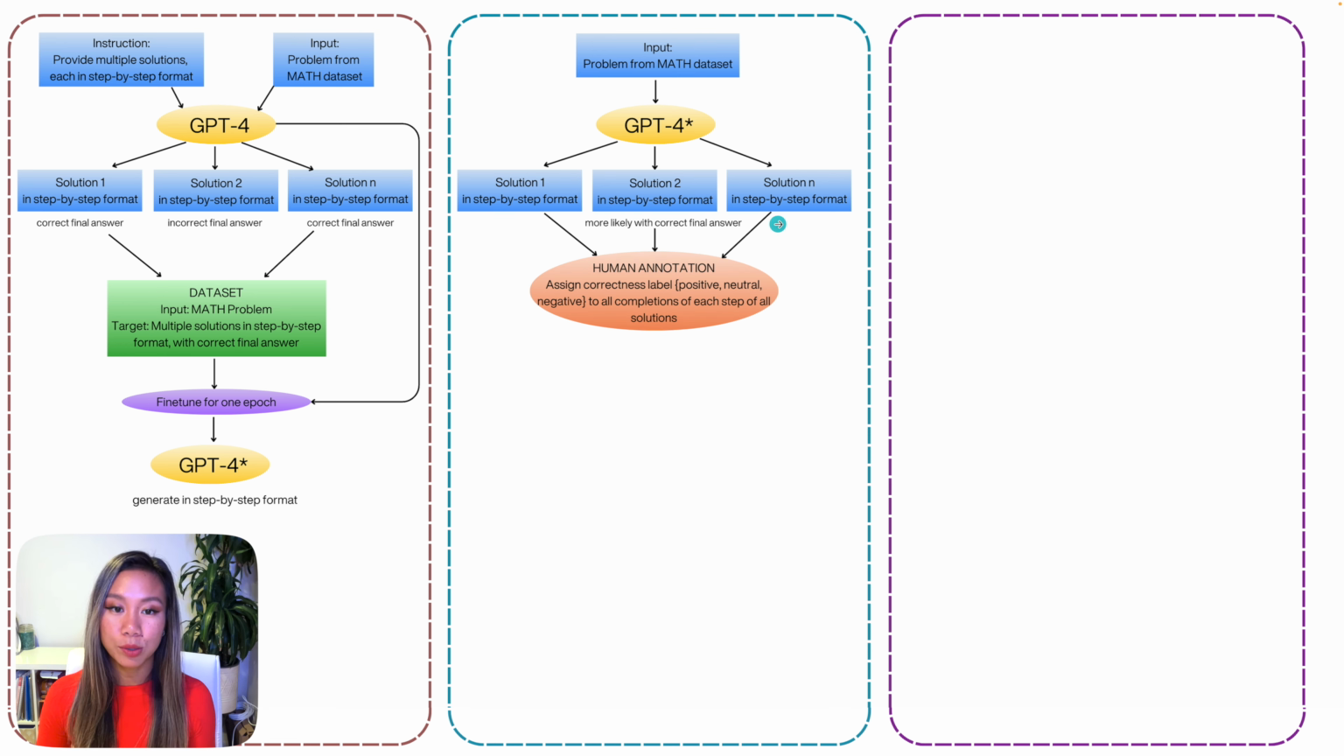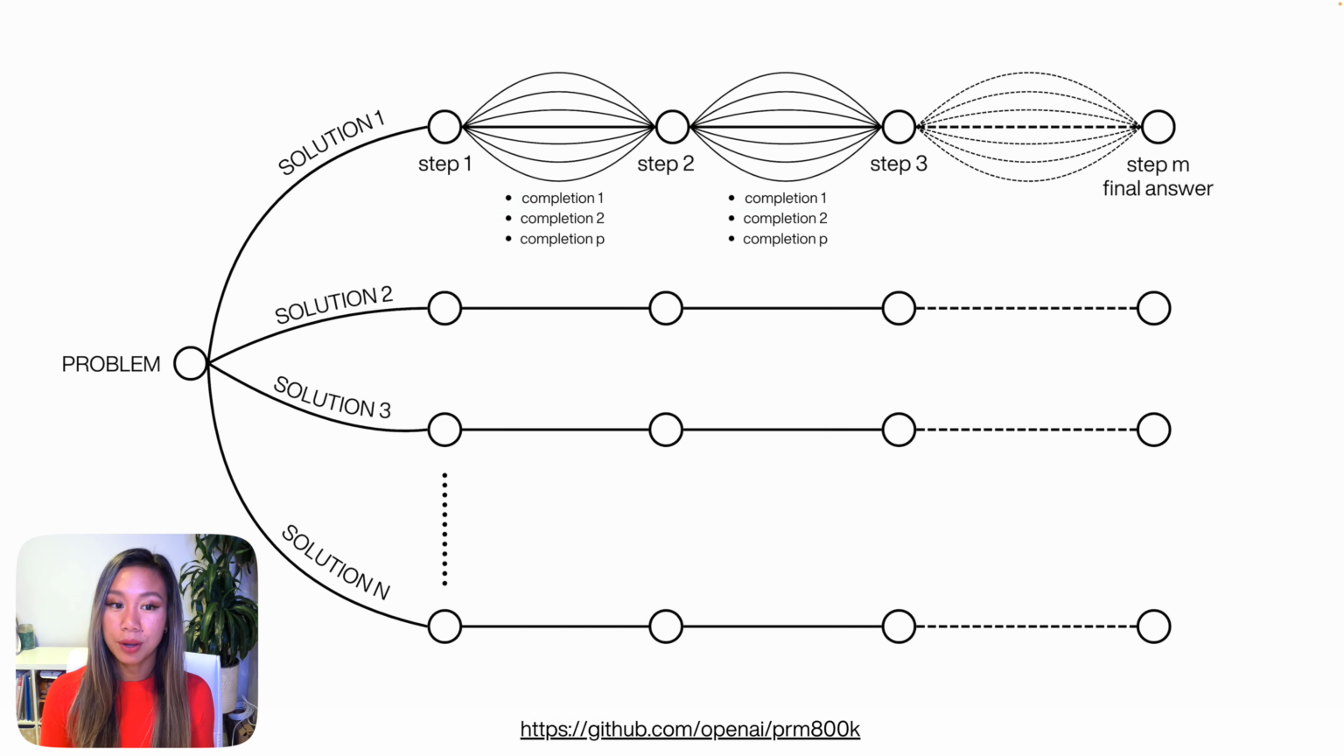Now these solutions, which are also more likely to have a correct final answer, for each of these solutions and each of the steps within the solution and each of the completions within the step, a human will then assign a correctness label of positive, neutral, or negative. Now that again was a mouthful, so we can look at this visual diagram here to understand that a problem has multiple solutions, and each solution will have multiple steps until the last step is the final answer.